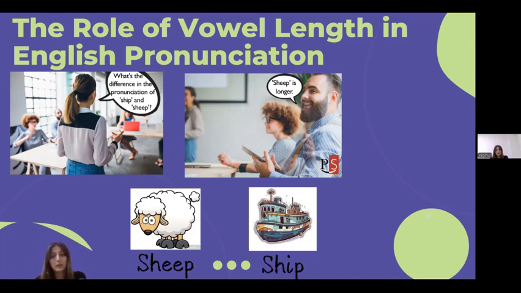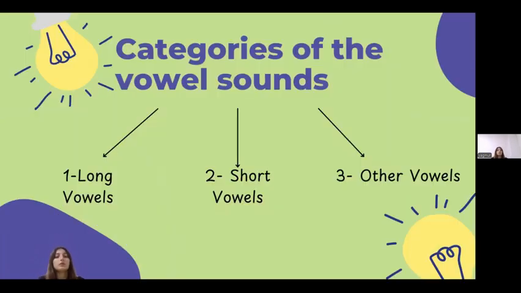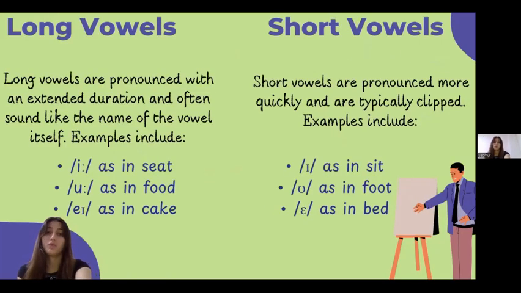For non-native speakers, by the way, aiming to learn the American accent, vowel length is a critical element to grasp. So, we will look at this in three titles. The first one is long vowels. The second one is short vowels. And the third one is other vowels. Let's start with long vowels.